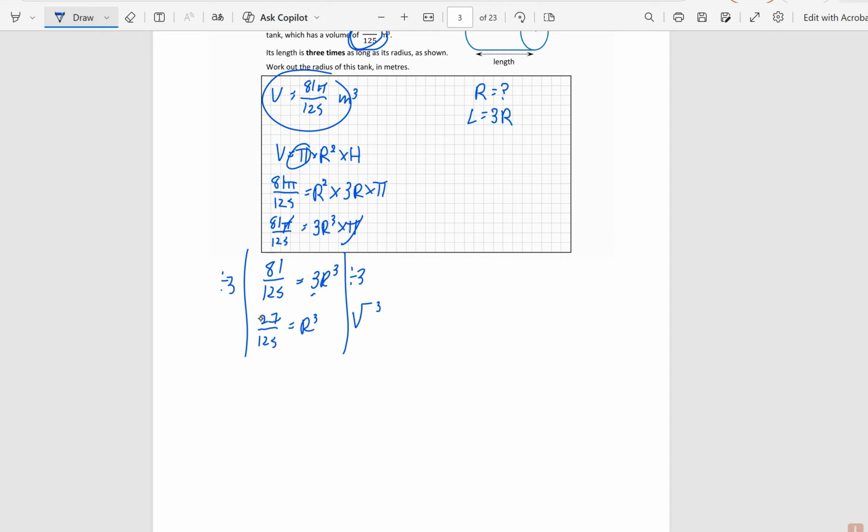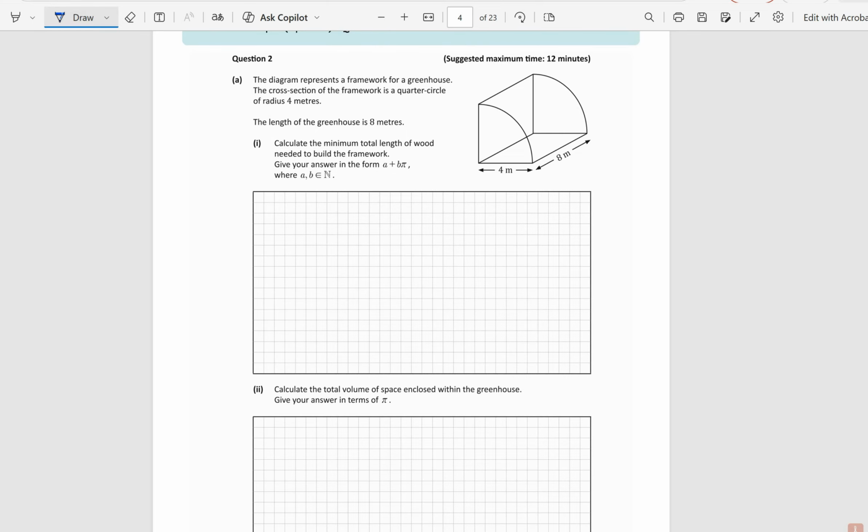Now we need to cube root this side to get rid of that cube, and we need to cube root this side. What we'll actually get then is r equals 3 over 5 in fraction form. And if we change it into a decimal, it's 0.6, so 0.6 meters. All right.